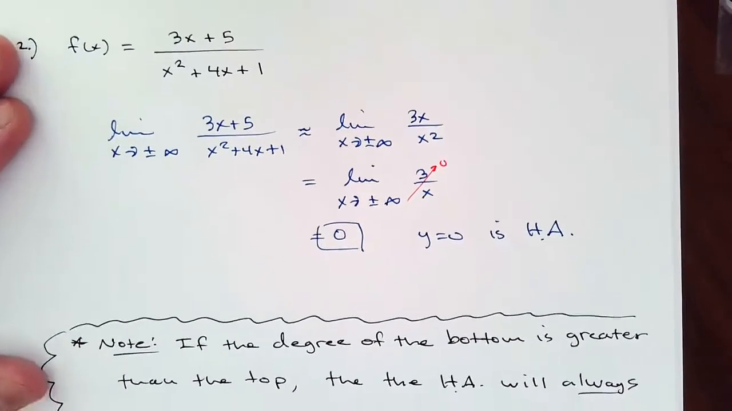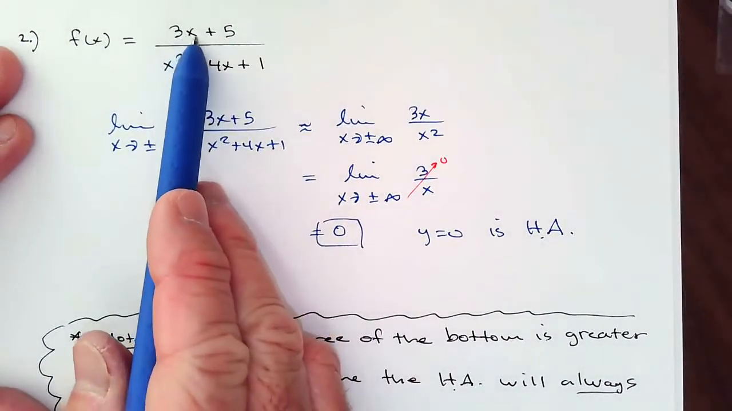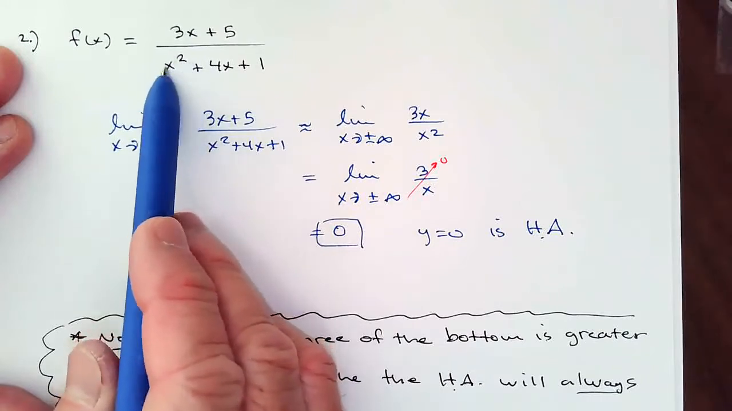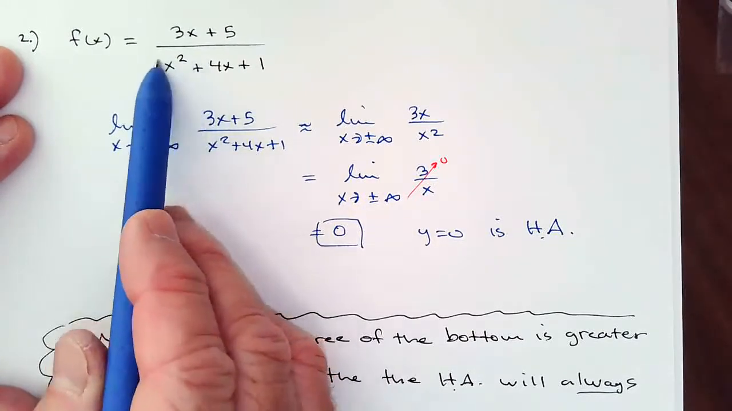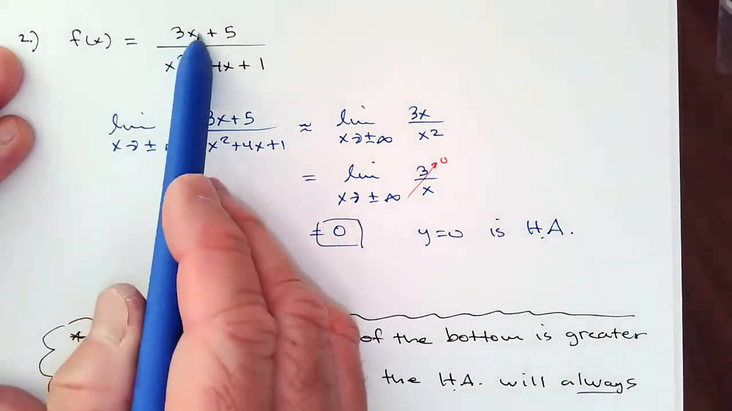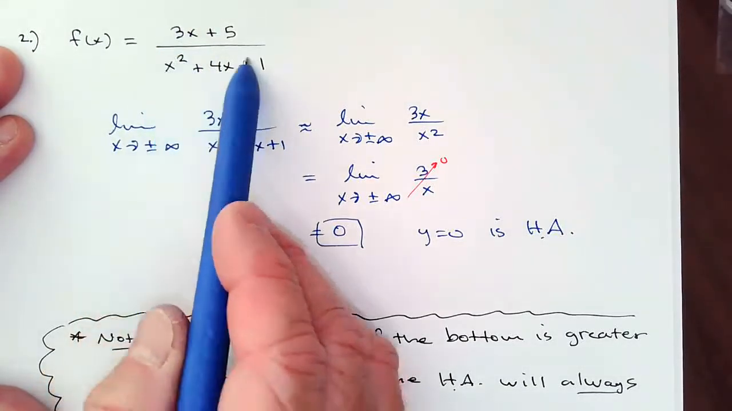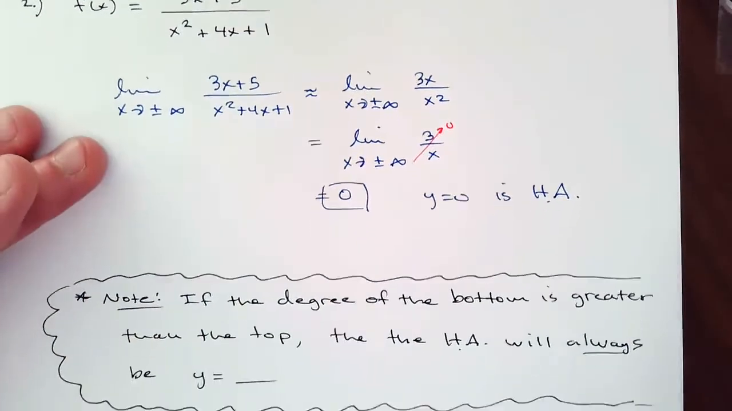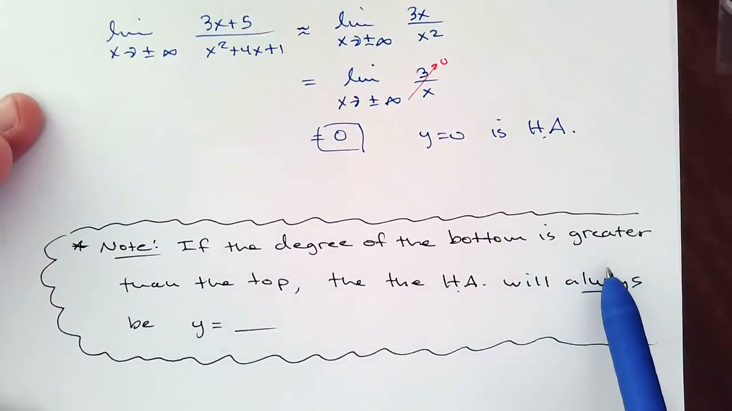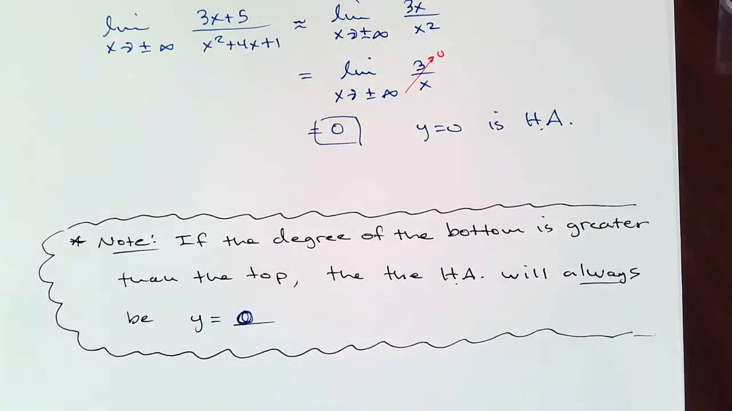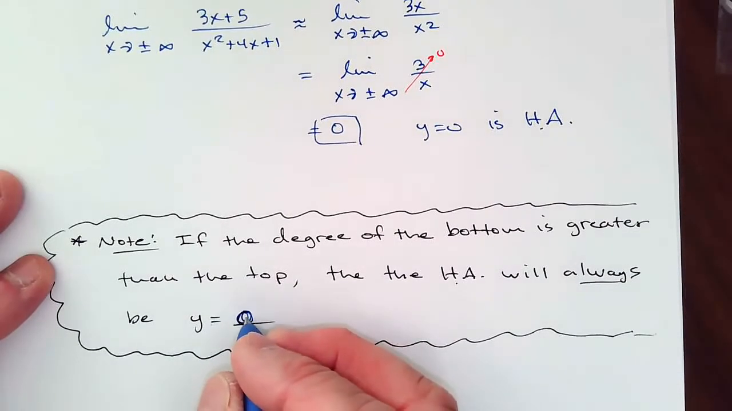And you may have picked up on this before. Do you see that's always going to happen? If your biggest power of x is in the denominator, just think of it in the world of infinities. The infinity you're getting in the denominator is infinitely bigger than the one on top. And what happens to fractions when denominators are big? They get small. So if the degree of the bottom is greater than the top, the horizontal asymptote will always be y equals 0, as we saw here.